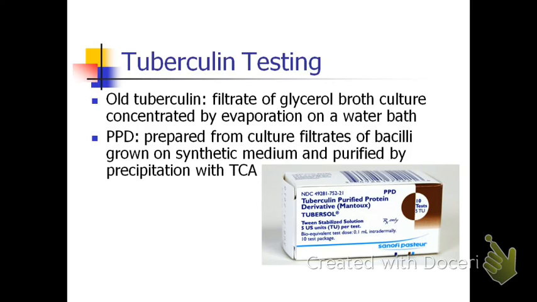It is usually a filtrate of glycerol broth culture, and it has been concentrated by evaporation on a water bath. But nowadays, you're no longer using the old tuberculin, and the tuberculin testing is now commercially available in the form of PPD, also known as the purified protein derivative. It is prepared from culture filtrates of bacilli grown on synthetic medium, and it has been purified by precipitation with TCA.